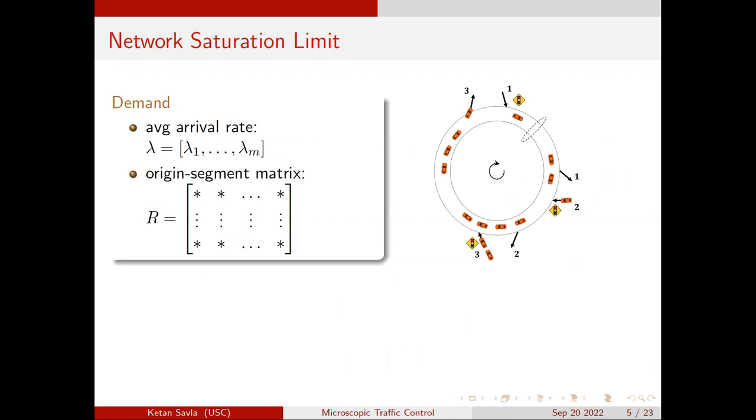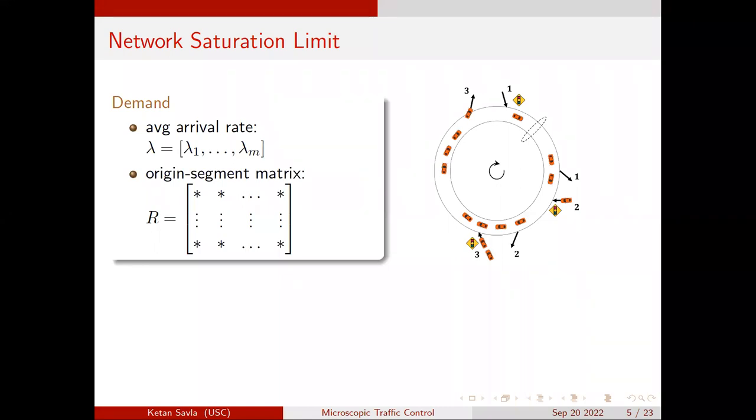So let's say if there are M ramps, then let's assume the average rates to be lambda 1 through lambda M. The other part of the travel demand is going to be specified in terms of the origin segment matrix. The R_ij entry gives you what fraction of demand coming from ramp i will need to use segment j. A segment is the section of the freeway between two successive ramps. So for example, the segment here will be segment one, this will be segment two, and this will be segment three, right? So this origin segment matrix encapsulates the OD matrix as well as the route choice behavior. So this will be our characterization of the demand.